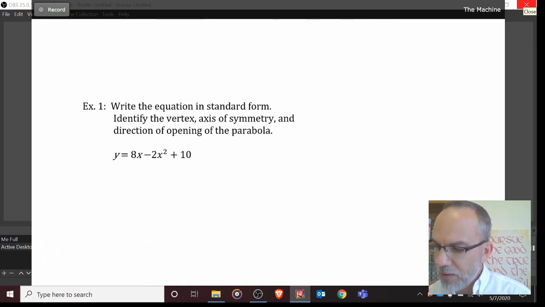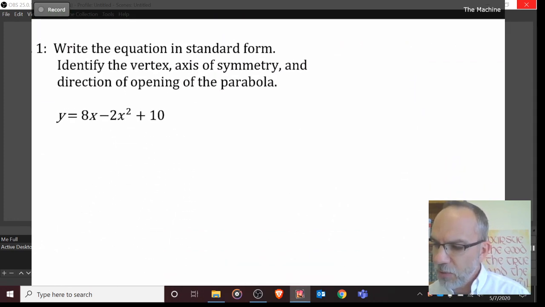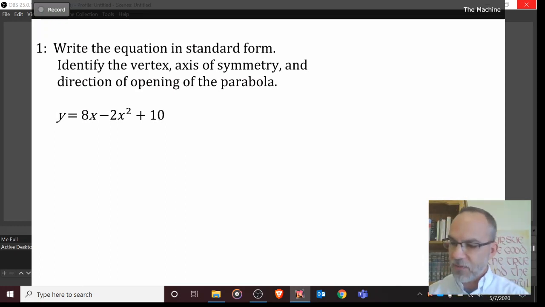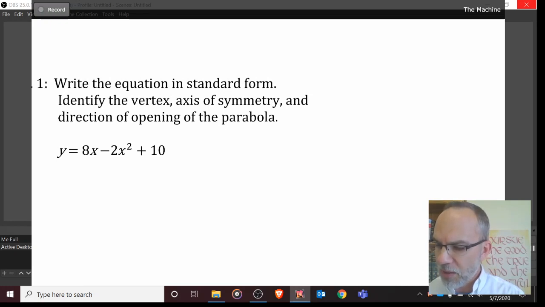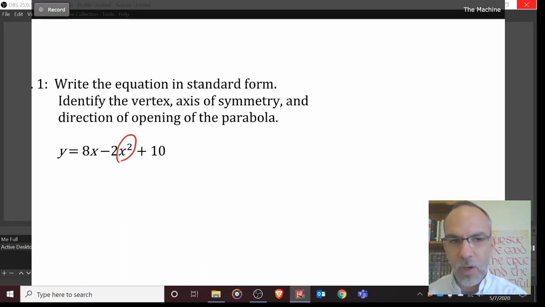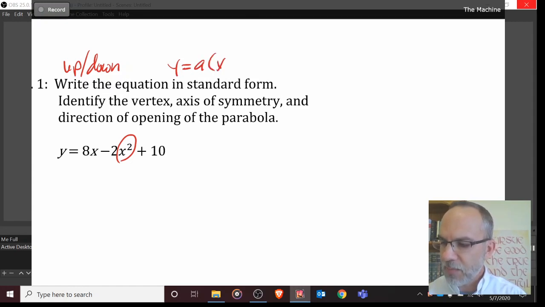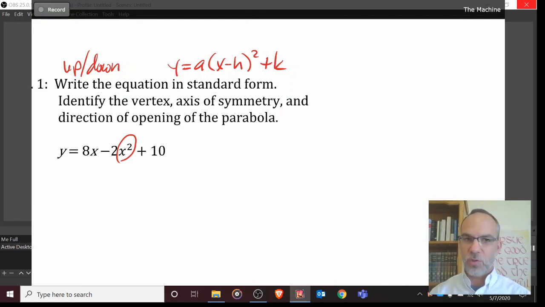All right, so example number 1. Write the equation in standard form. Identify the vertex, axis of symmetry, and direction of opening of the parabola. All right, standard form is either going to be the 2 that I just gave you. Now, the first thing I'm noticing is that it's my x that's squared, not the y. So this one opens up or down. This is the ones like you've done previously, perhaps with quadratics. Okay, so standard form would be y is equal to a times x minus h squared plus k. So this is probably not a new problem for you. It's probably very similar to one that you've done before. But I have to get it in standard form.